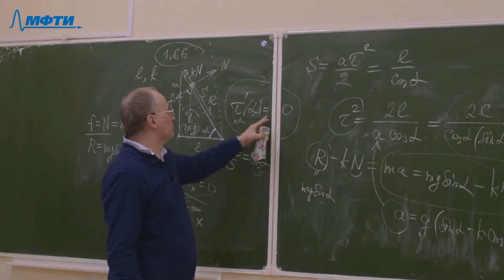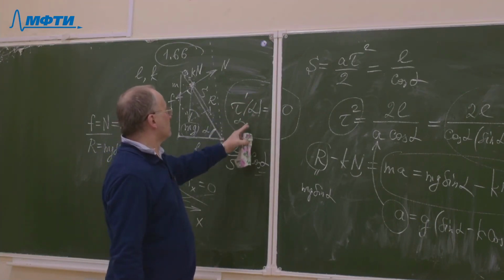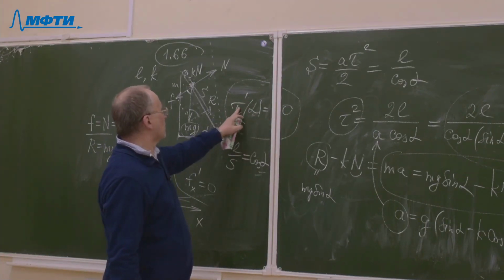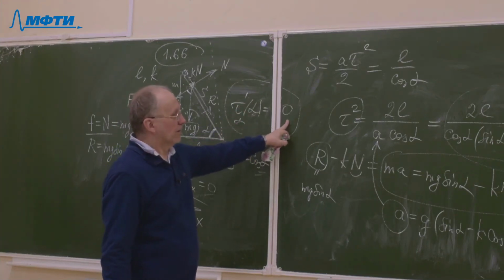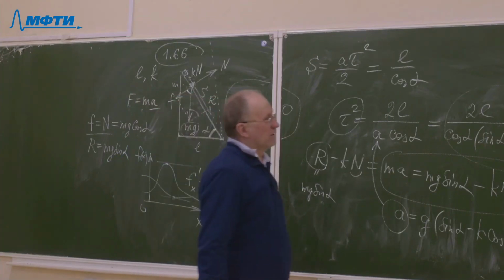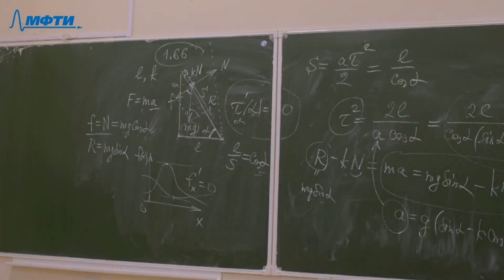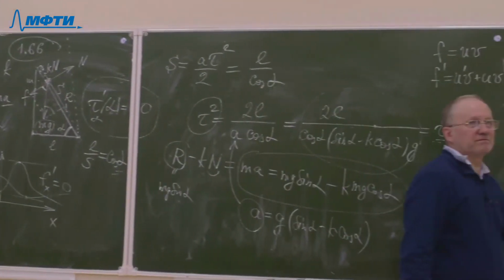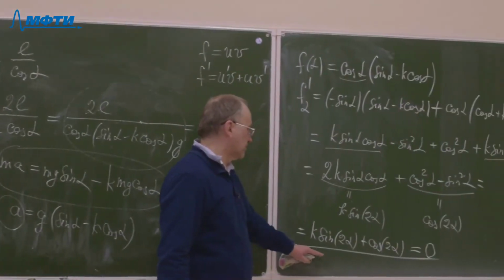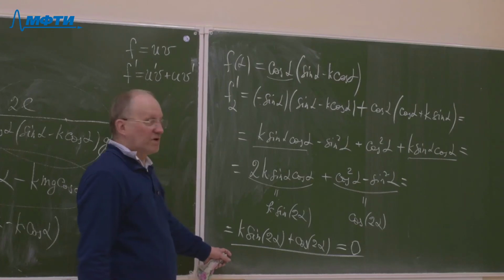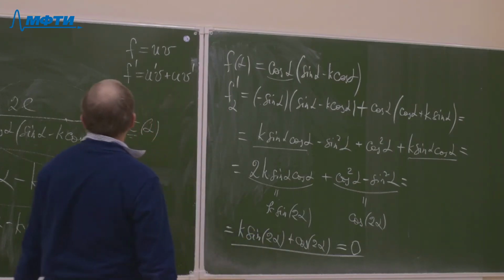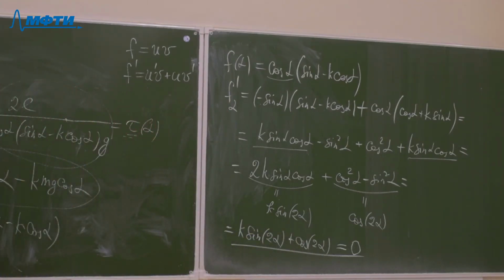The meaning of this equation is simple. The derivative of function tau versus alpha with respect to alpha must be 0. And this equation was my purpose, and I have obtained it. Here is this equation. We have to solve it. How to solve it? Well, we may divide it by cosine 2 alpha. Let's put it here.